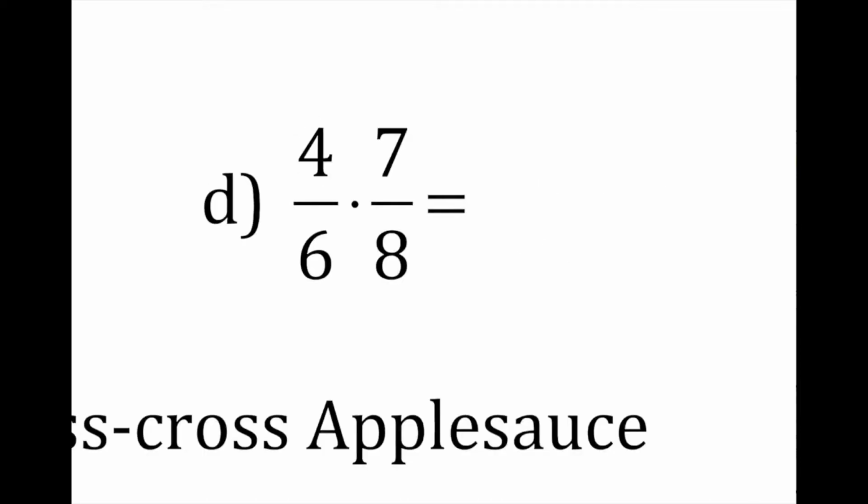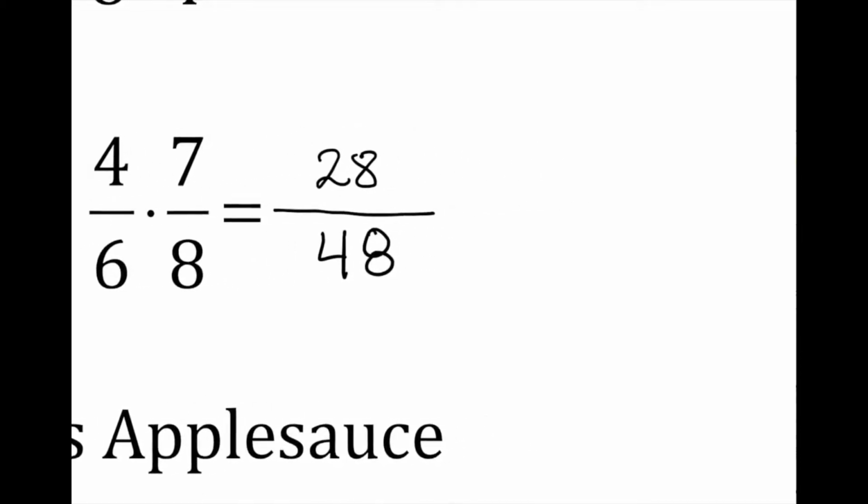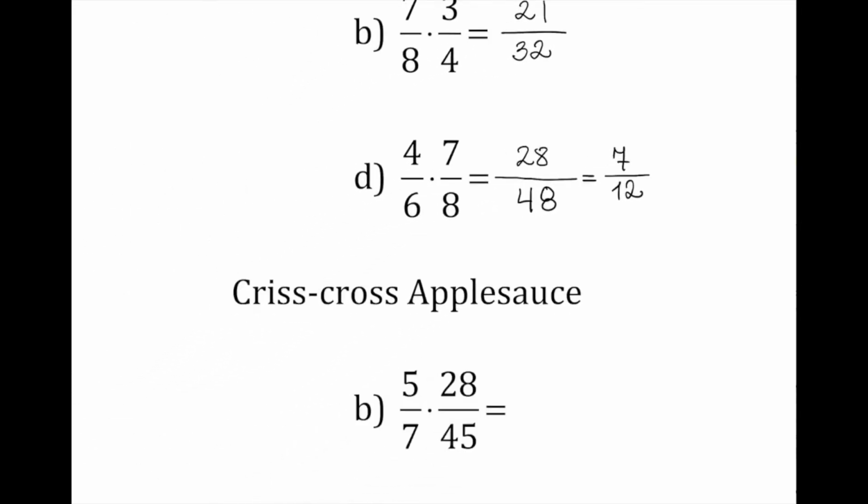4 times 7 and 6 times 8. 4 times 7 is 28. 6 times 8 is 48, if I remember correctly. And we can actually divide this by 4, simplified by 4. That will give us 7/12. So 7/12.